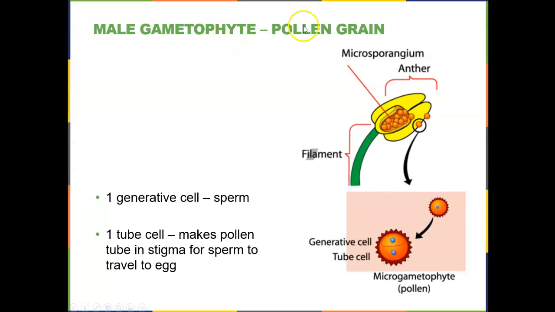Then we have the male gametophyte, which is the pollen grain. Each of these orange circles is one pollen grain. They're located inside the anther. If we take a closer look at a single pollen grain and look inside of it, we see that there is a generative cell, and this cell will actually become 2 sperm. Then we see a larger round orange cell with a single nucleus. This is called a tube cell. The tube cell is what's going to make something called the pollen tube to transport the sperm to the egg, because these sperm do not have flagella.